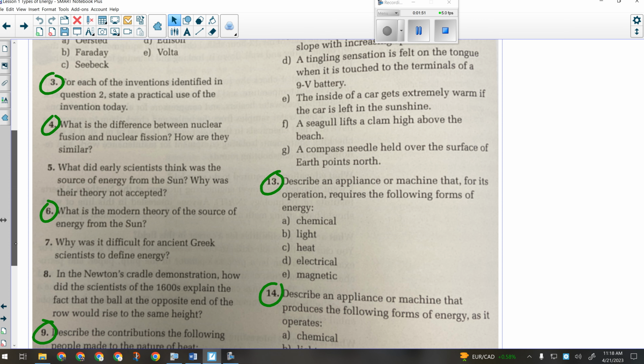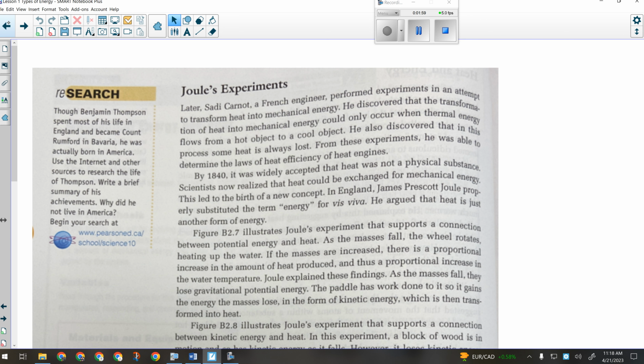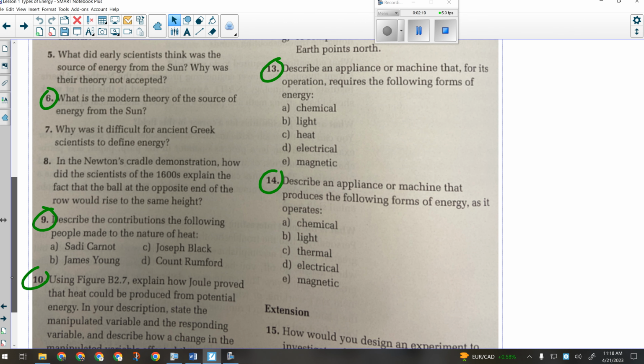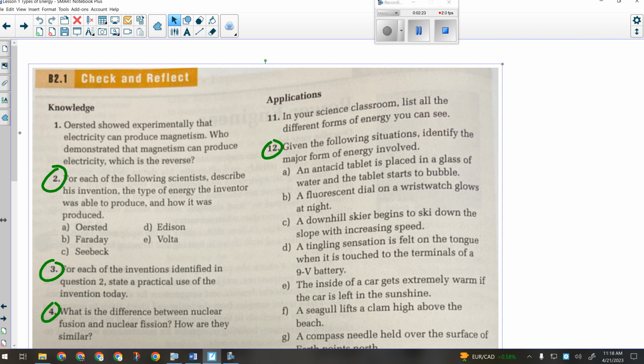Okay? Number 9, describe the contributions the following people made. Okay, Sadi Carnot, we kind of skipped over him, but he was here with Joule. Okay, he performed experiments in an attempt to transform heat into mechanical energy. It actually laid the framework for the internal combustion engine. Okay, so a pretty important contribution. Okay, so we had Carnot, and then we had Black. Okay, Black was the one who came up with the idea that heat always flows from hot to cold.